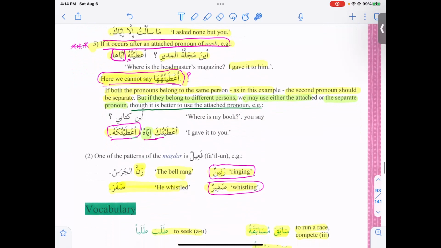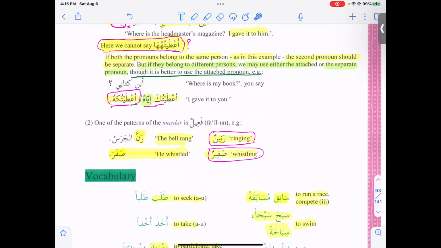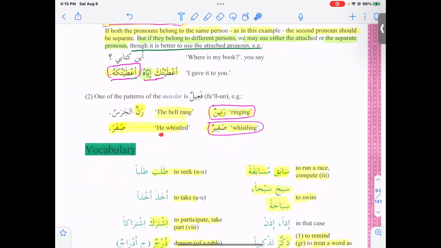Now, one of the patterns of the masdar is fa'il. Ranna jarasu, the bell rang. Ranna, to ring, ringing. These are both possible, my brother. Ataituka iyahu or ataitukahu, though it is better to use the attached pronoun. This is the separate pronoun, in that case you can say like that. Anyway. Then safara, he whistled, safirun, whistling. Alhamdulillah.